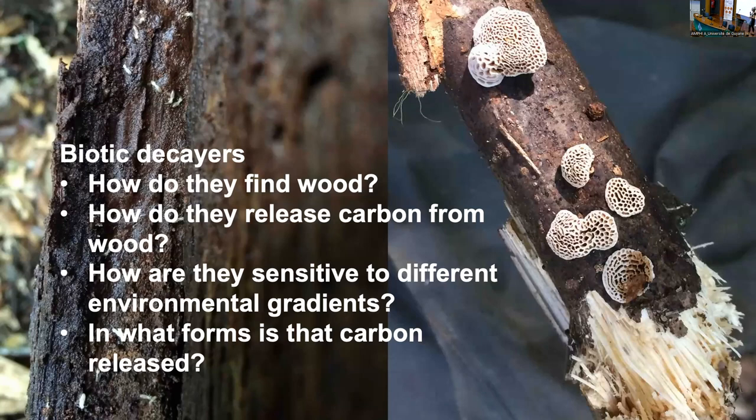I'll discuss the 101 of decomposition, and I'm going to especially focus on the biotic decayers, so those are the microbes as well as the termites. The first thing is they're very interesting because they're different in how they find the wood. Microbes disperse by spores as well as colonizing with hyphae from the soil, and they're latently present in wood as it's living.